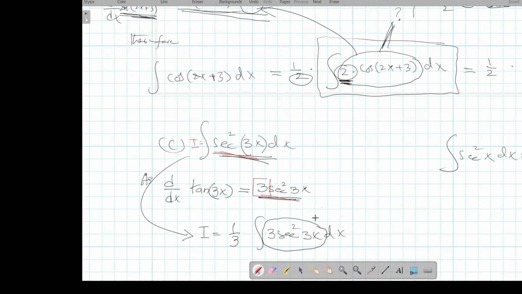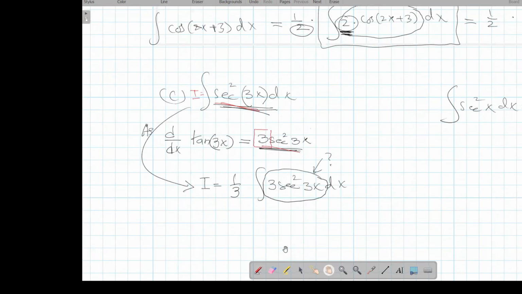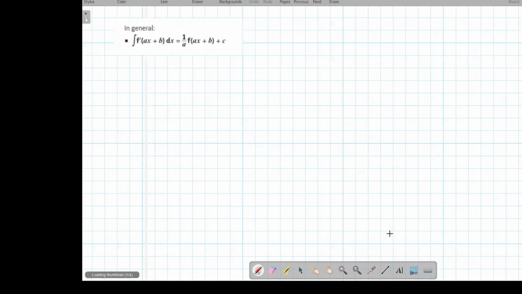Whose derivative is this? Which function has this derivative? Ask yourself: tan 3x. So simply write down tan 3x. That's it. Is it difficult? It makes sense. All right, I get it. Let's move ahead.